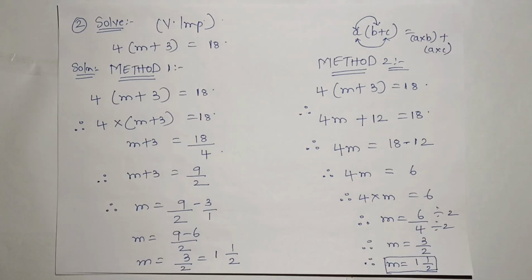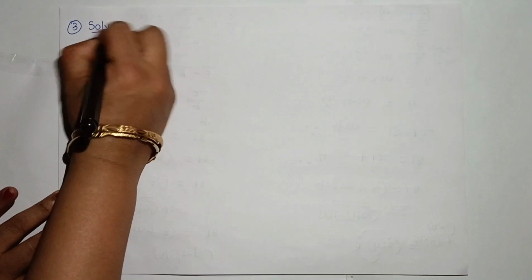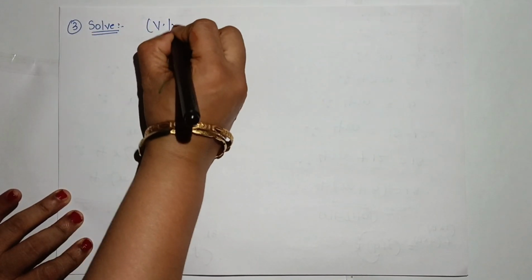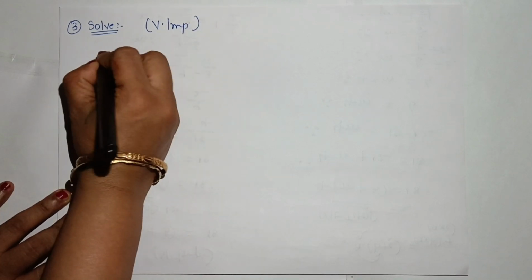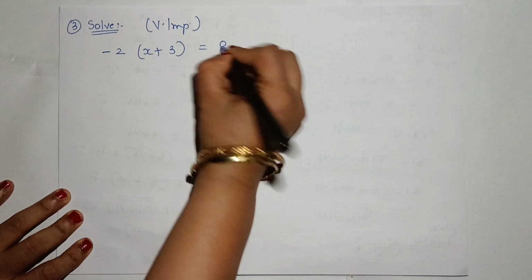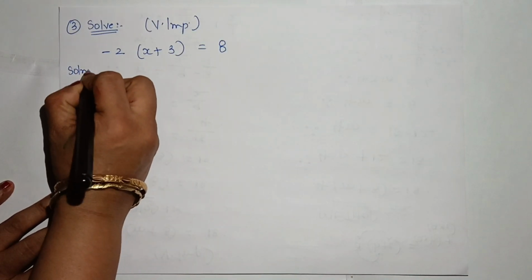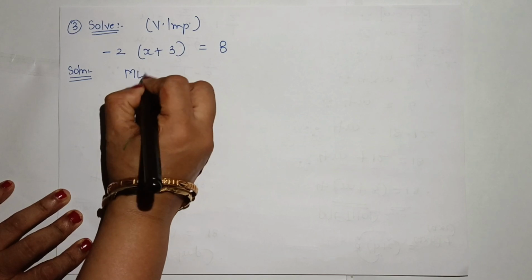Now let's switch to the next question. The question says solve. Again this sum is very important, okay? Please understand how to solve this sum. Now this sum can be solved by two methods, okay? Now let's see method 1.